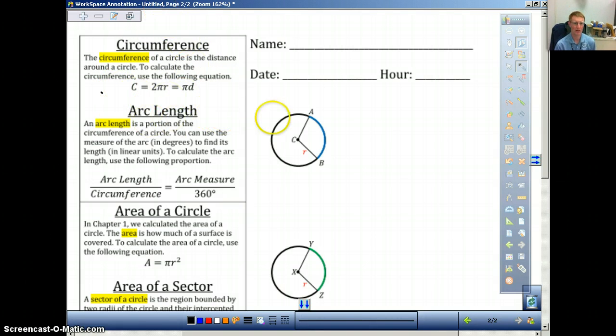Arc length is just a portion of the circle. You see this blue portion right there? That is an arc, and we've talked about that. To figure out the measurement of that, it is a portion of our entire circle.